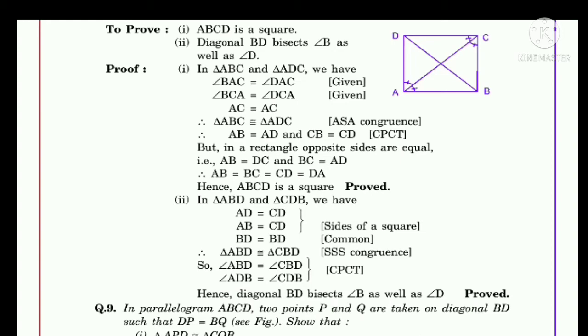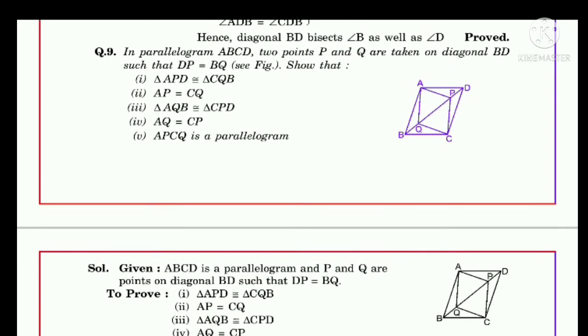Is it clear? Okay. Now the next question is question number 9. In question number 9, parallelogram ABCD is given. Two points P and Q are taken on diagonal BD. So BD is the diagonal considered, and on this diagonal two points are considered, P and Q, such that the length of DP is equal to PQ. As you see in the figure, DP and PQ lengths are equal.